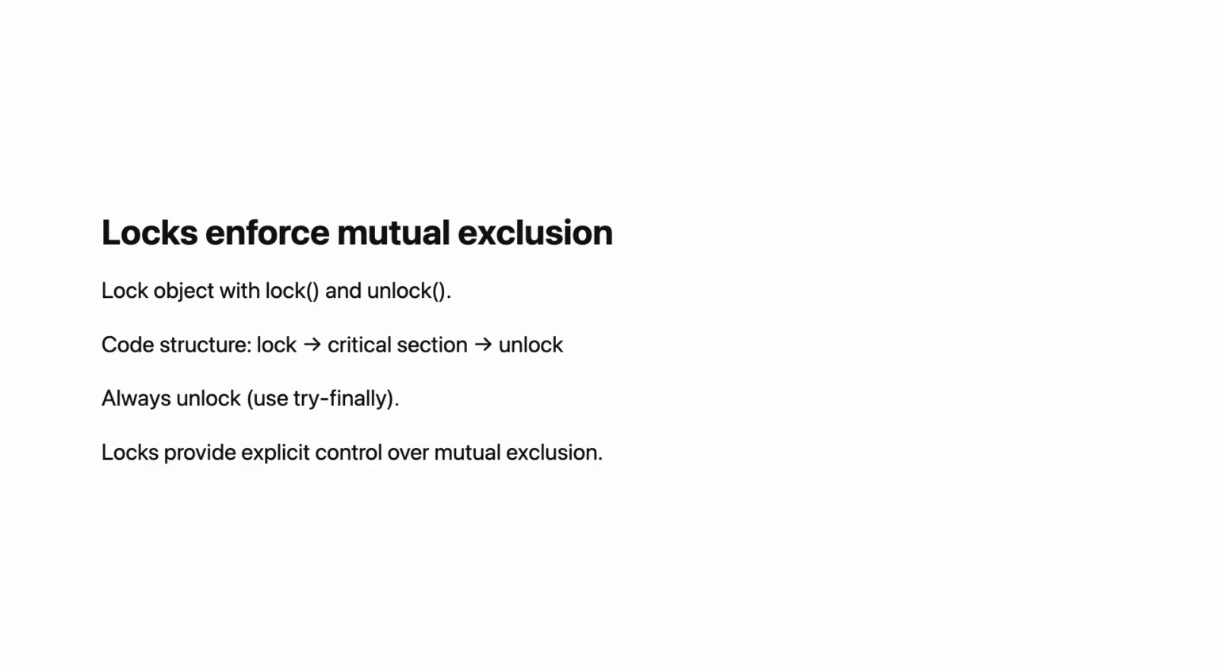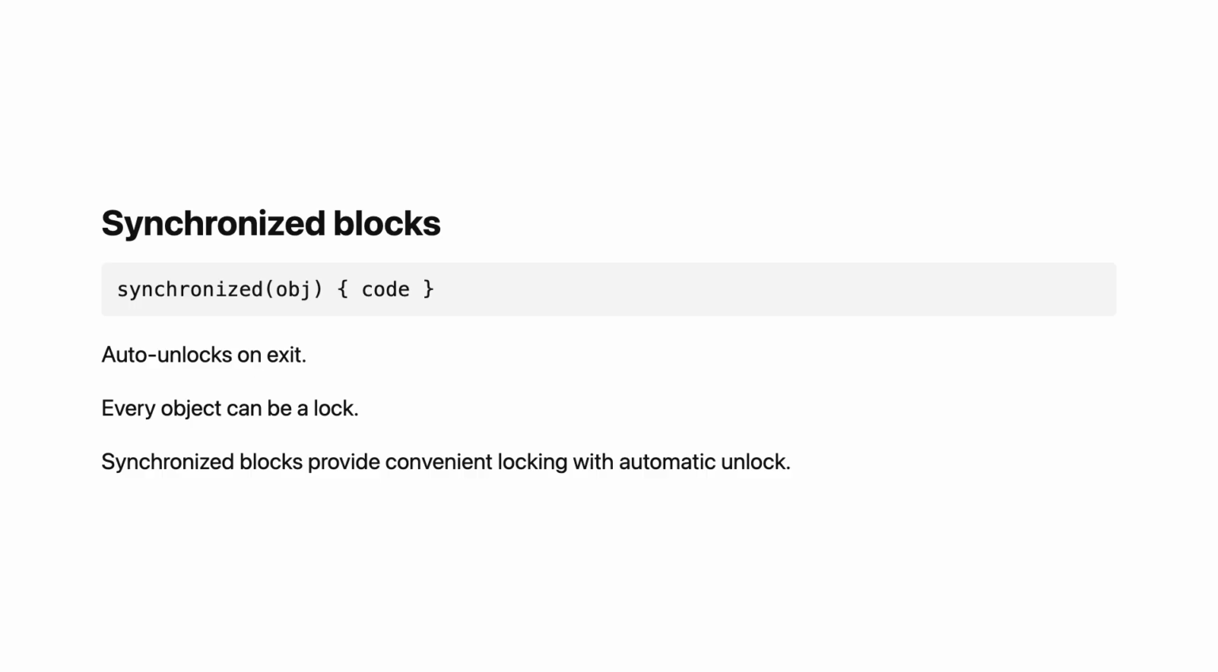In Kotlin and Java, you can use ReentrantLock or synchronized blocks. A synchronized block is a simpler way to lock. Synchronized, parenthesis, object, close parenthesis, brace, code, close brace. The object is the lock. Only one thread can be in synchronized blocks on the same object. Every object in Kotlin and Java can be a lock. You choose what to synchronize on.